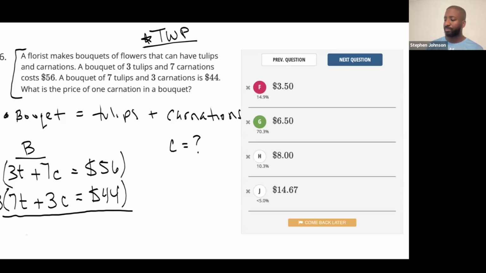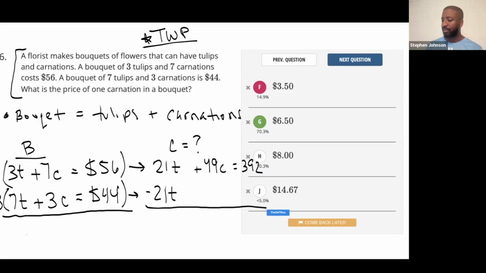In doing so, this top equation becomes 21T plus 49C equals, I don't have my calculator on me, 7 times 50 is 350, 7 times 6 is 42, so 392. And then second equation, -3 times 7, that's -21T, right? This is the reason why I chose 7 and -3, so that those T values can cancel out. -3 times +3 is -9C. Obviously could have written that as -3C. I wrote it as plus -9C, which is fine.